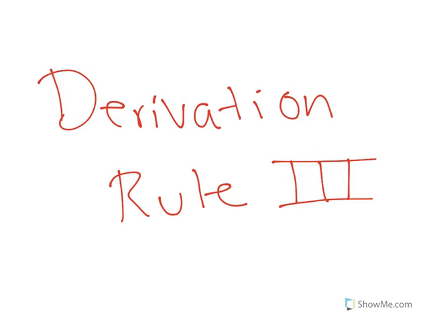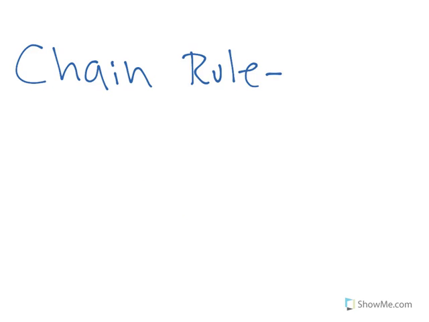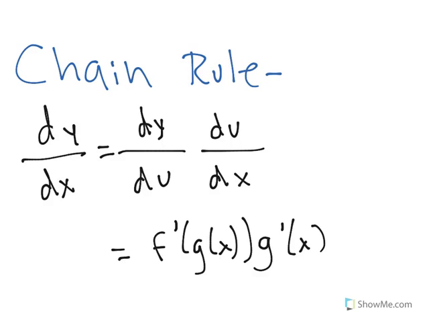Hello, in this video we will learn one more derivation rule, which is called the chain rule. So the chain rule is slightly more complicated than what we have seen before, and it looks as follows. The derivative of y with respect to x is just equal to the derivative of y with respect to u, which is just another variable, times the derivative of u with respect to x.